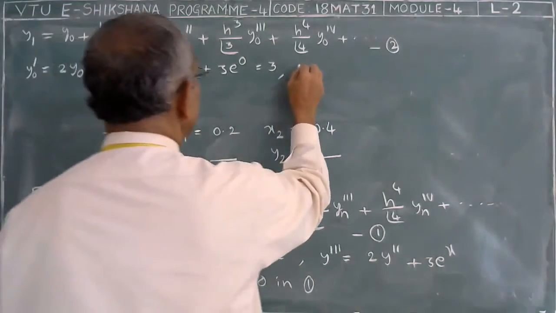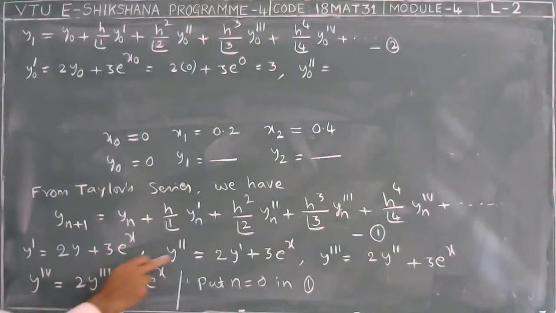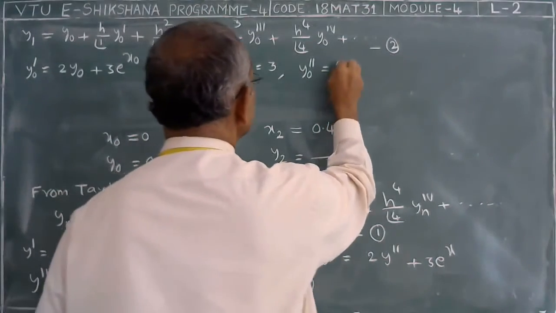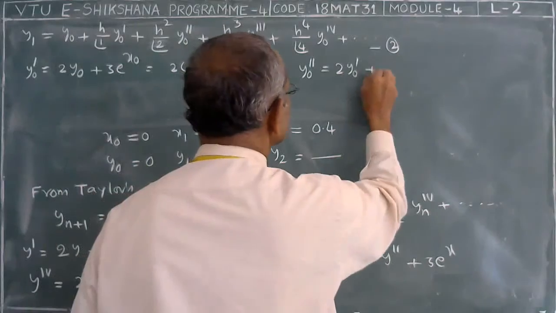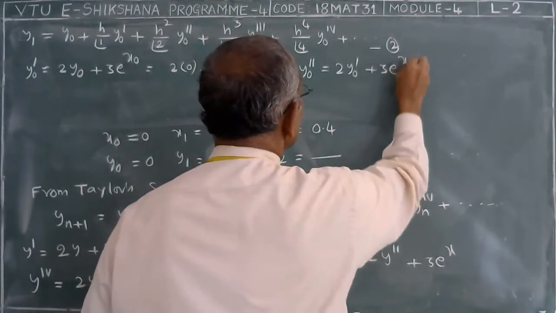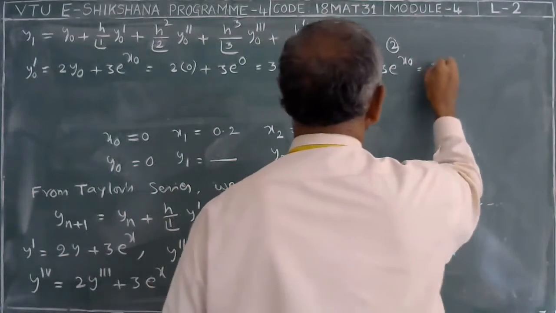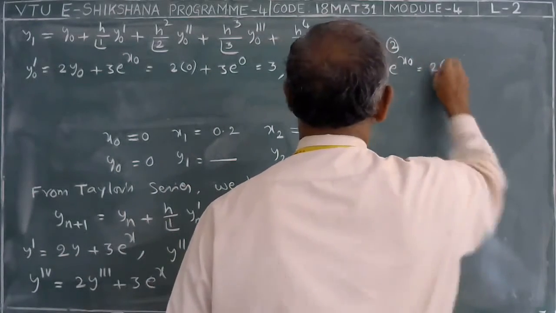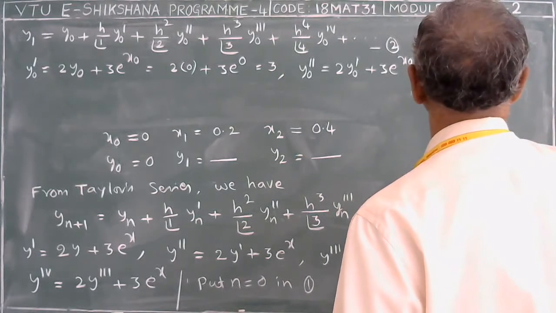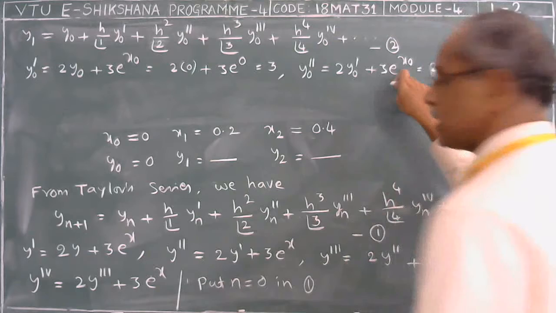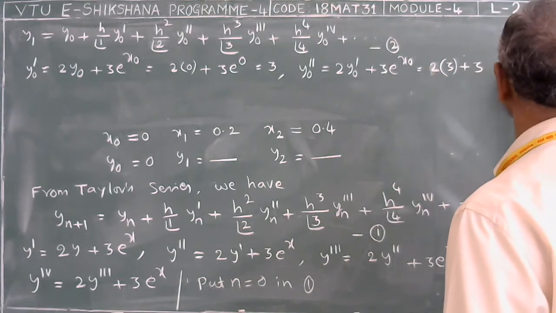Then y naught double dash is 2y naught dash plus 3e power x naught. So this is 2 into y naught dash, which is 3, plus 3 into 1. So I get 6 plus 3 equal to 9.